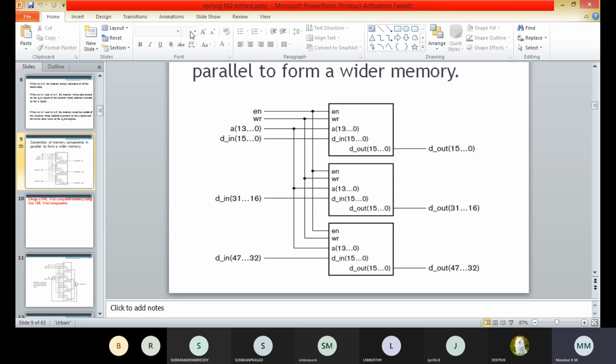Here we can simply connect these bits of the address to each of the memory components, and the data input signals are also connected to each of the memory components. The data output signals need to be driven by the memory component that is selected. So we use a multiplexer to choose the appropriate data value based on the most significant address bits. This is about the connection of memory components in parallel to build a wider memory.